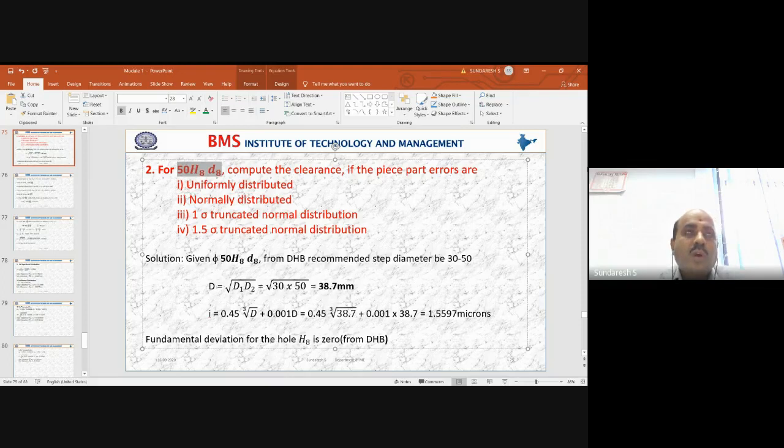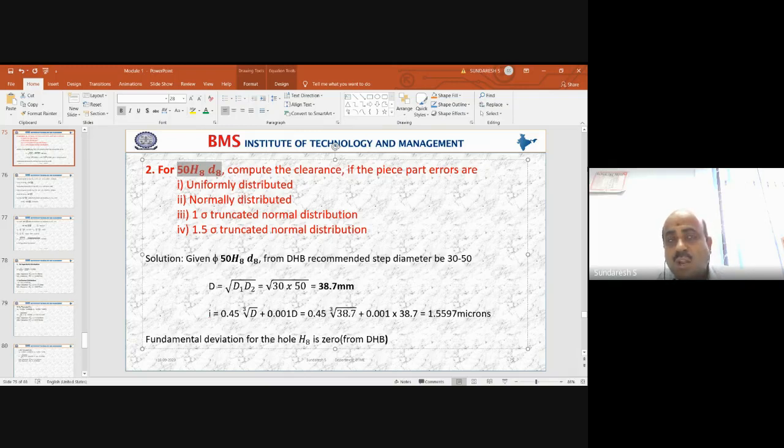When you go to the metrology data handbook, you can see the tolerance grades. Different tolerance grades will be given, and you can easily match 50 H8 and D8, which will correspond to what type of fit it is, whether a clearance fit, a transition fit or an interference fit. Please remember, this is a very simple and very important thing, because these are common questions and basic concepts.